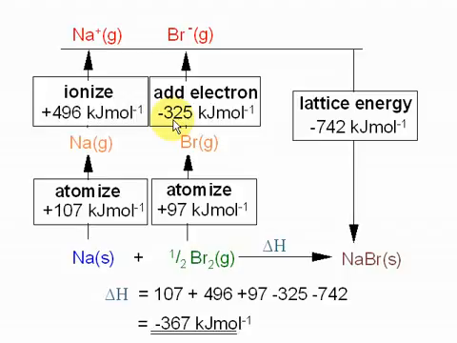So to work out delta H, the unknown enthalpy change here, we can go up these arrows, down that arrow, so 107 plus 496 plus 97 minus 325, and minus the 742 gives minus 367 kilojoules per mole. That's negative as you'd expect for an exothermic reaction, which you would expect for a metal reacting with a non-metal to form an ionic substance.